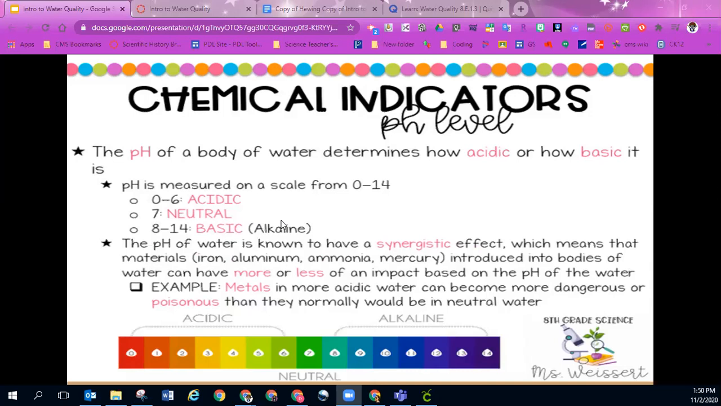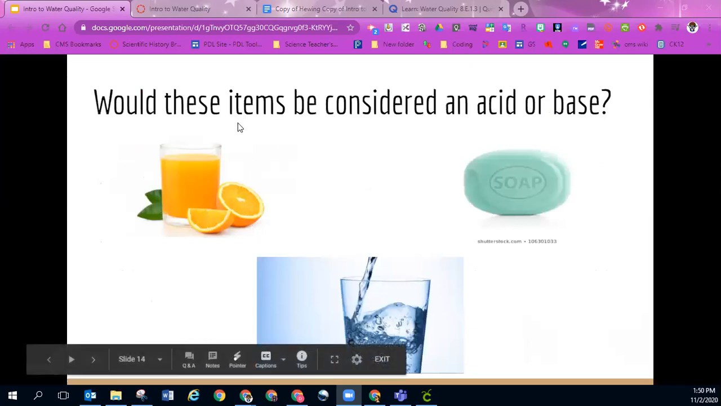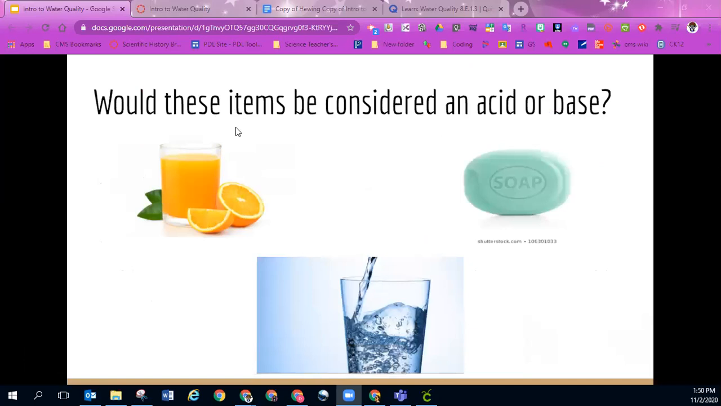All right, so we're going to watch a video. Well, no, let me ask you this. With these objects, would you consider them to be acidic or basic? Orange juice, soap, and water. Do you think they are acids or bases?